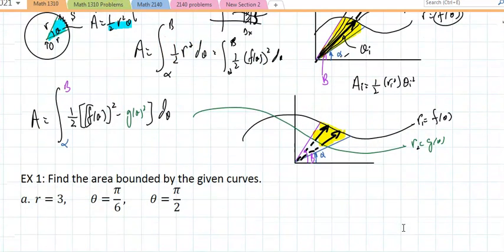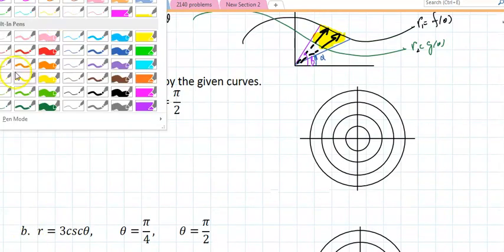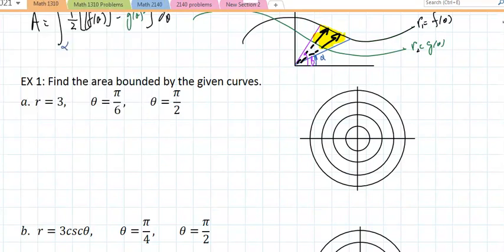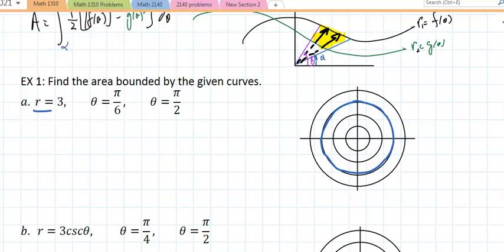First example, actually I have a lot of examples, not a couple of examples, a lot of those. Let me get my polar grid ready. So, I would look at r equal 3. I know it's a circle with a radius of 3. And I want the area between theta equal pi over 6. Pi over 6 is right there. And theta equal pi over 2. So pretty much what I'm doing, I'm looking for literally this area.